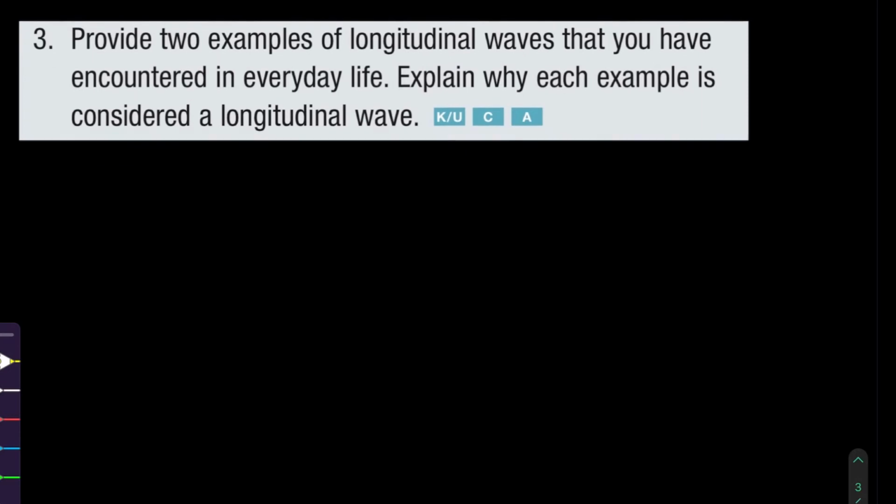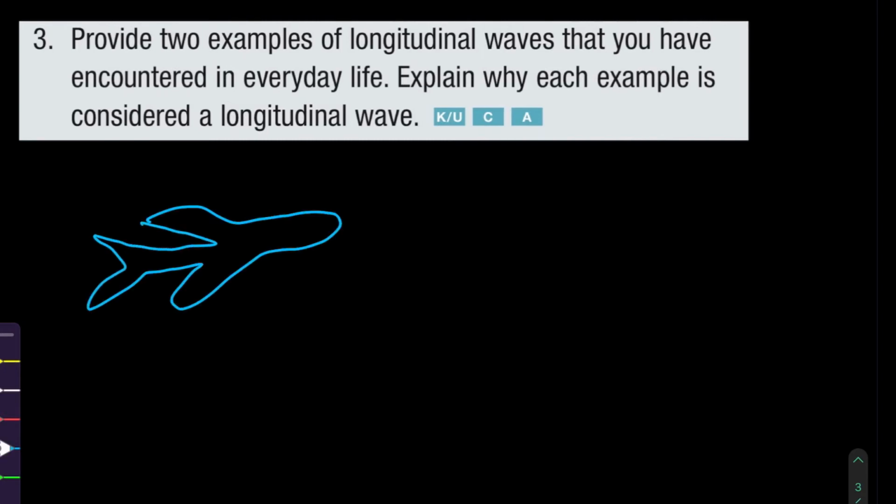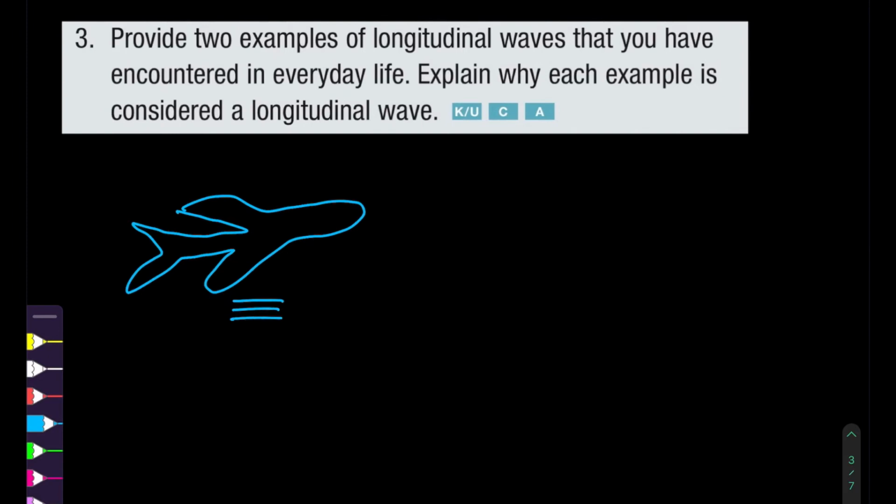For question 3, provide two examples of longitudinal waves that you have encountered in everyday life. Explain why each example is considered a longitudinal wave. Well, as we saw before, as an airplane is going by, I'm able to hear the airplane because of the sound waves that are produced. What that causes is an oscillation among the air particles in the air.